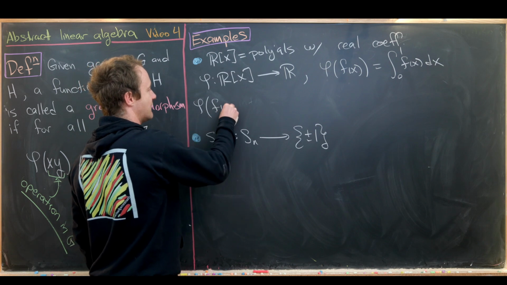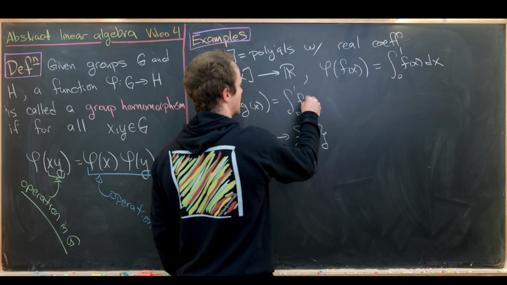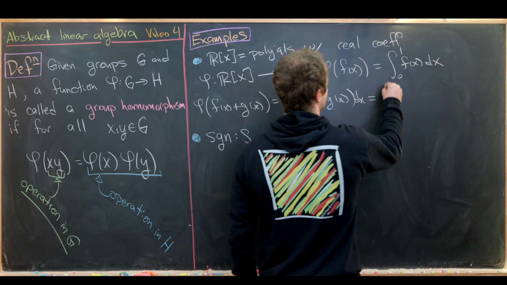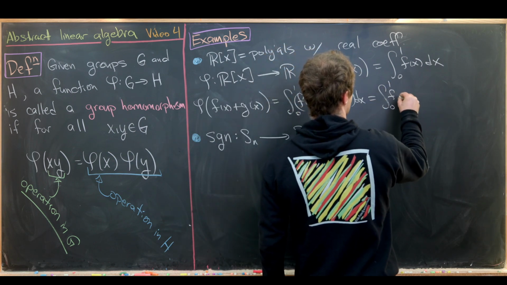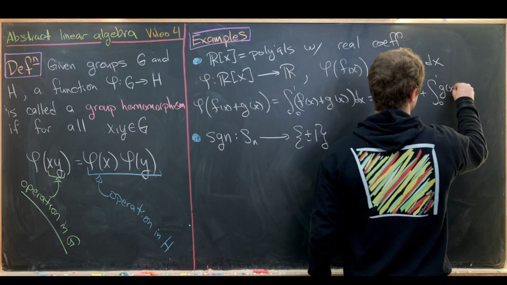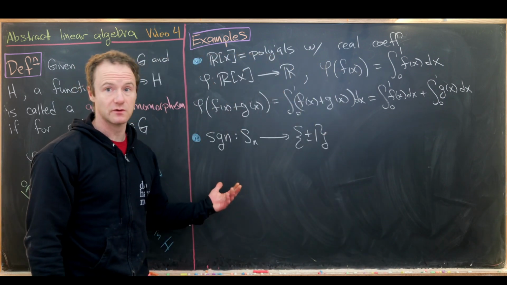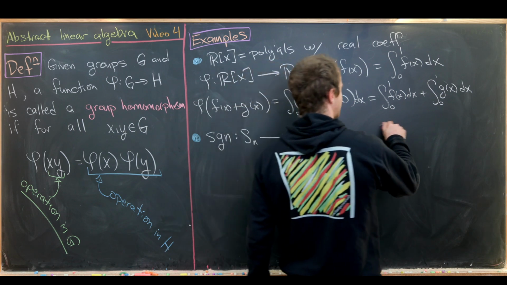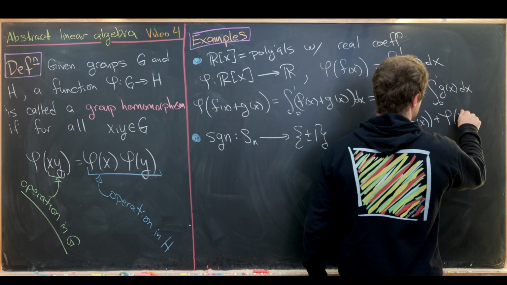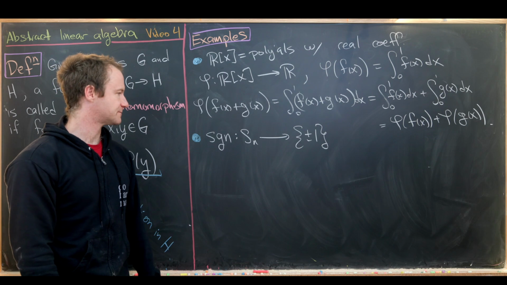Notice that phi of f of x plus g of x is equal to the integral from 0 to 1 of f of x plus g of x dx, which is equal to the integral from 0 to 1 of f of x dx plus the integral from 0 to 1 of g of x dx, just by the additive property of the integral, which you learn in a calculus class. And then finally, that's equal to phi evaluated at f of x plus phi evaluated at g of x, which is what is needed to show that this is a homomorphism.